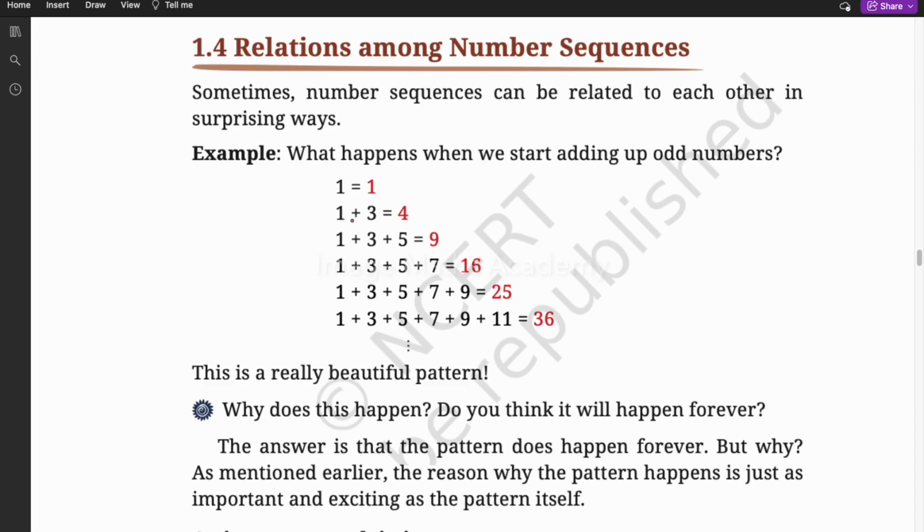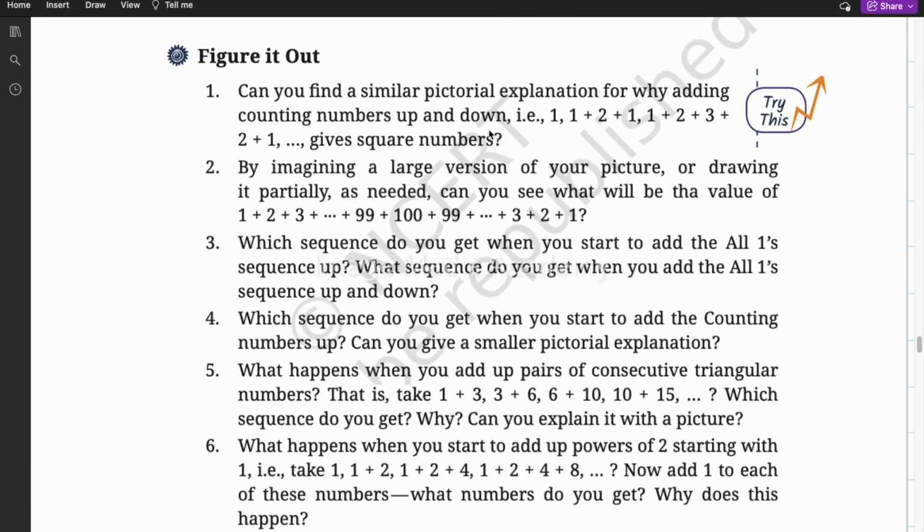1 equal to 1. Suppose उसमें अगला odd number add किया तो what we are getting, 4. Then 3 के बाद next odd number is 5. When we add we are getting 9, and in this way by adding the next odd number we are getting square numbers. So all these are square numbers. Here odd numbers and square numbers are related with each other in a surprising way. A very beautiful pattern. So let's start with figuring it out.